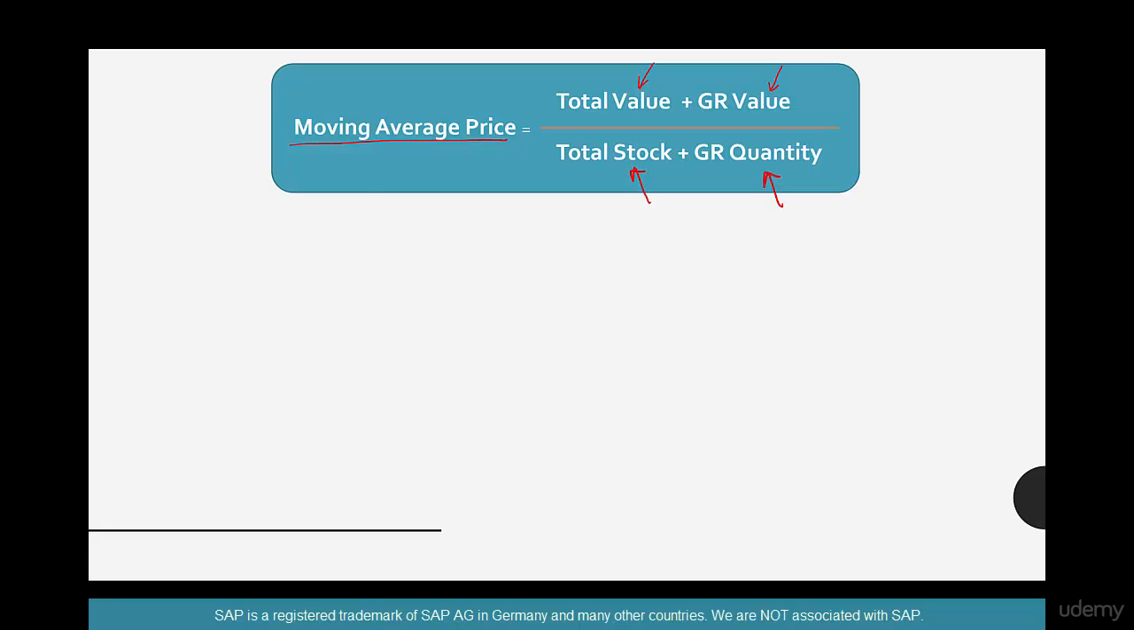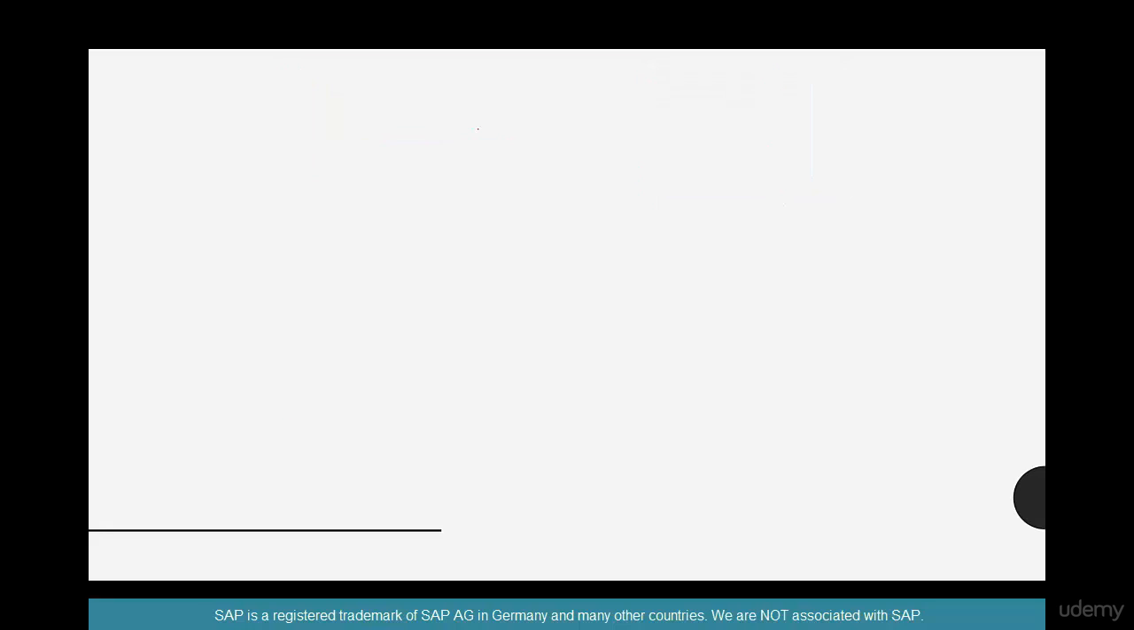So when the first order was created, let me go back. When the first order was created, everything was 0, right? So it was all 0, 0, 0. The quantity was 0. Value was 0. And the average price, or moving average price, was 0.